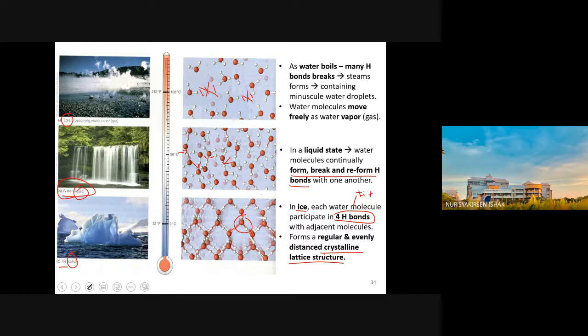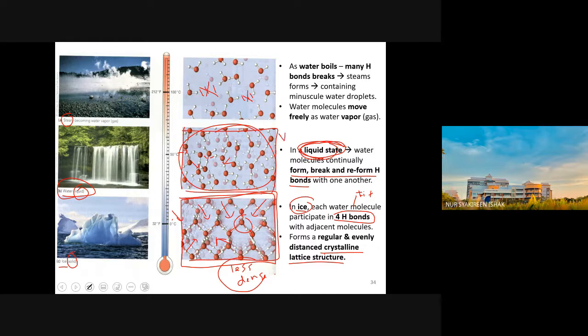The formation of hydrogen bonds is fixed, and there is more space available between the water molecules in the crystalline structure compared to the distance between water molecules in the liquid state. So that's why ice is less dense compared to water in the liquid state. Why? Imagine this water in the ice state and this water in the liquid state, with the same volume.